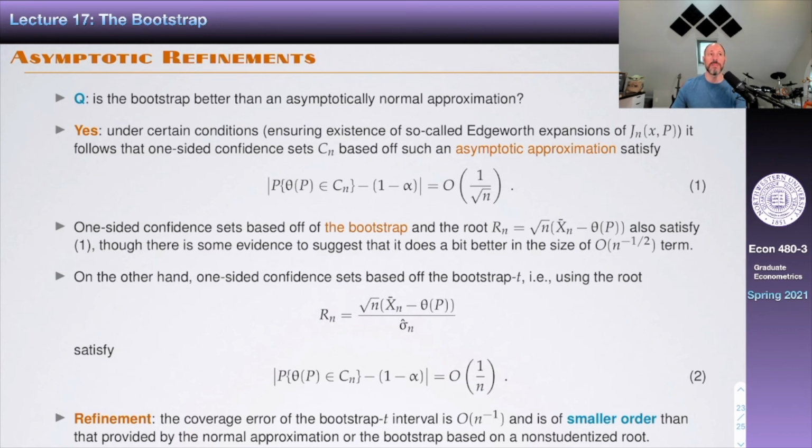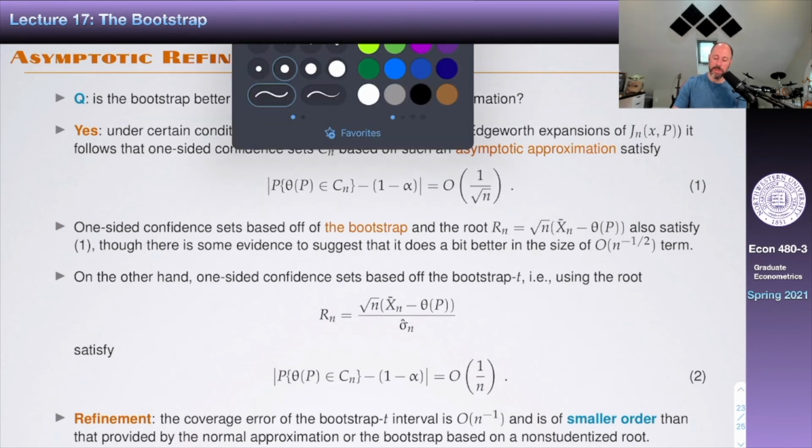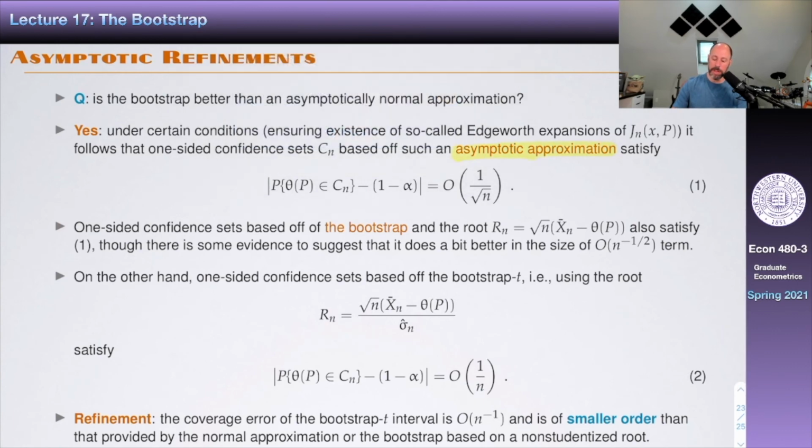it follows that one-sided confidence sets based on the asymptotic approximation, when we just use the quantile for the normal and so on, are such that the difference between the coverage that we actually get from our method and 1 − α, which is what we want to get, is as follows. Suppose that you take 5% as α, and you want a 95% confidence interval. The actual coverage that we get in any given finite sample deviates from 95% at a rate of 1 over √n.